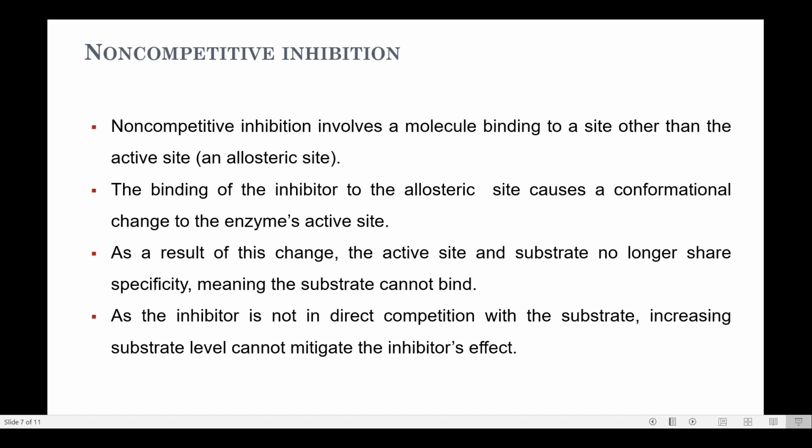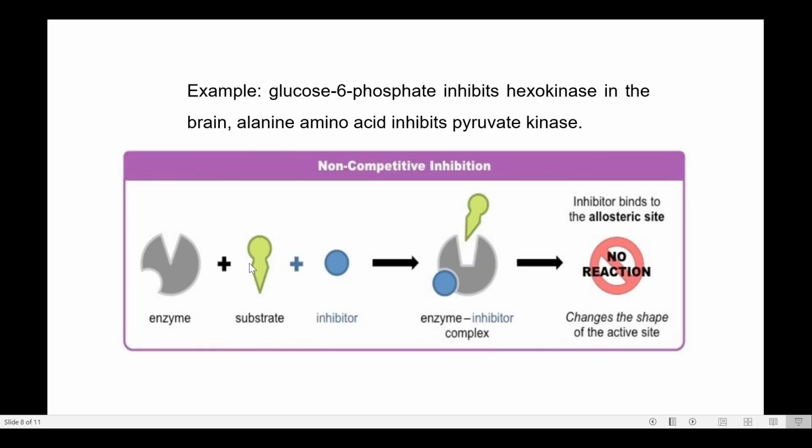In non-competitive inhibition, the molecule binds to a site other than the active site. The inhibitor is not attacking the active site of the enzyme, but another site, so that the conformation of the active site changes. This is the conformation of the substrate and this is the conformation of the inhibitor. They differ. The substrate and inhibitor do not have the same conformation. But still, when the inhibitor attacks the enzyme, the active site conformation changes.